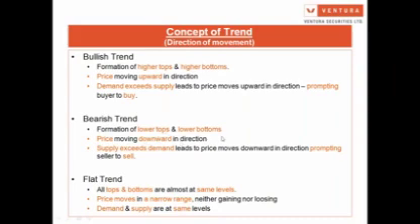In a bearish trend we see lower tops and lower bottoms, price moving in a downward direction, and this happens because supply exceeds demand, and that's why price goes down, prompting sellers to sell. And in a flat trend we see demand and supply almost at the same level, that's why price moves in a narrow range.